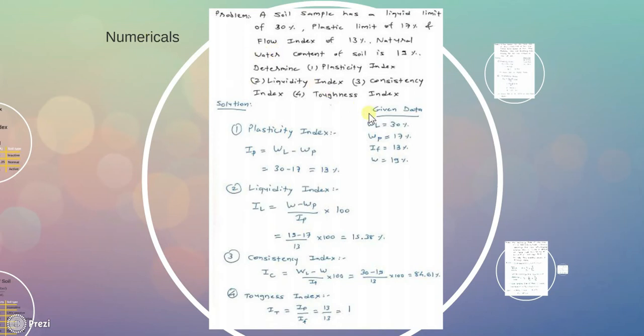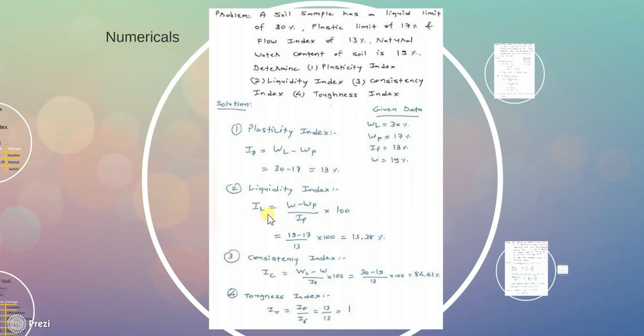As our practice, we will write the given data first. In the given data, WL is equal to 30%, WP, the plastic limit, is equal to 17%, IF, which is the flow index, is equal to 13%, and the natural water content is equal to 19%. For the first item, plasticity index, we need IP equal to WL minus WP. We have WL value 30 and WP value 17. So IP, the plasticity index, will be 13%.